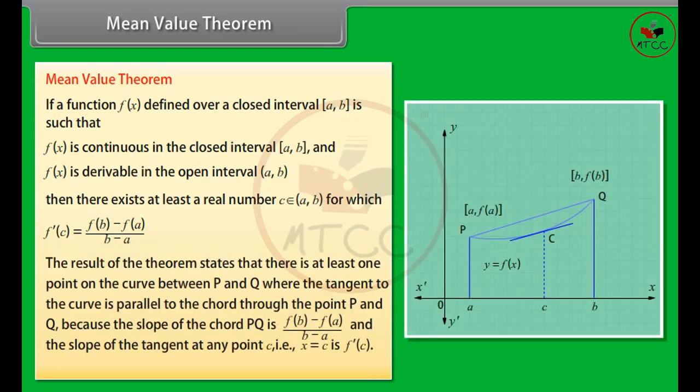The result of the theorem states that there is at least one point on the curve between P and Q where the tangent to the curve is parallel to the chord through the points P and Q, because the slope of the chord PQ is f of b minus f of a divided by b minus a, and the slope of the tangent at any point C, that is, x is equal to c, is f dash of c.